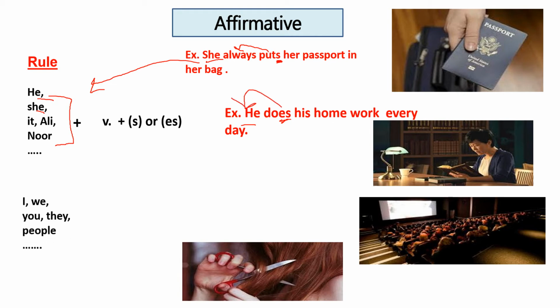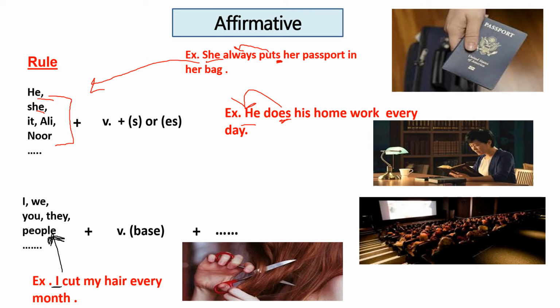Now, if we have a plural subject, إذا كان الفاعل مالتي جمع, the verb will be base. الفعل مالتي راح يكون مجرد. ليش؟ لأن الفاعل مالتي جمع. For example, I cut my hair every month. Here, we have I. هو مو الفاعل I مو فاعل جمع بس يعتبر من ضمن الضمائر الجمع.